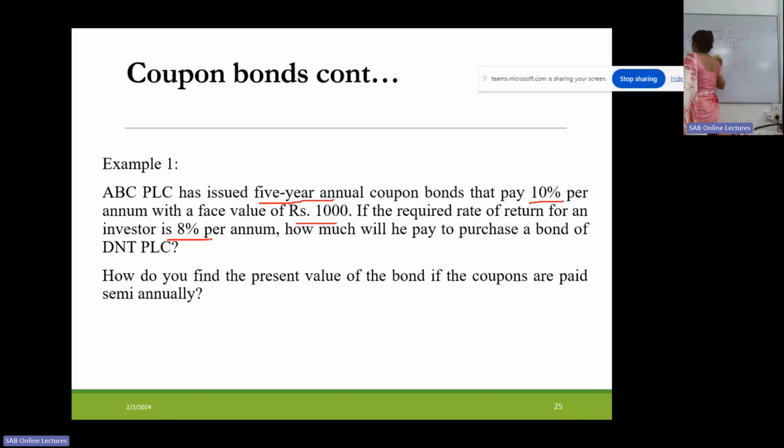Now you calculate the bond value here. How much is the value? So the value of the bond is equal to the annual coupon. How much is the coupon? Coupon is 1000 into 8% or 10%.